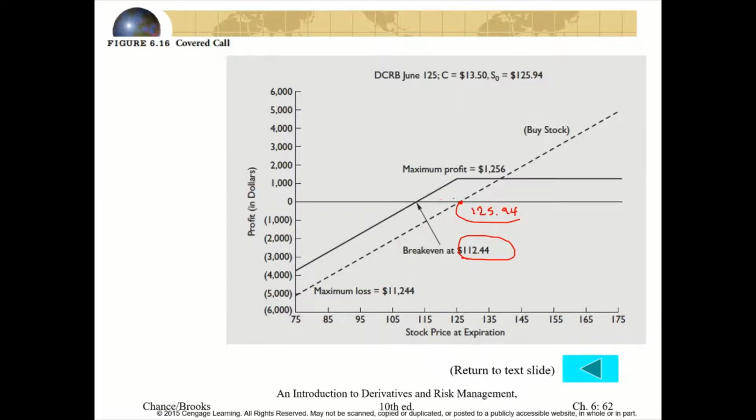So you can see the advantage of the covered call is that it lowers the break-even point, but this is not without any cost. We are sacrificing the upside potential. So we can see here, as the price of the stock increases, in the long stock only, my profit will increase. But in the covered call, my profit is capped at 1,256. So I'm sacrificing the upside potential for the sake of decreasing the break-even point.